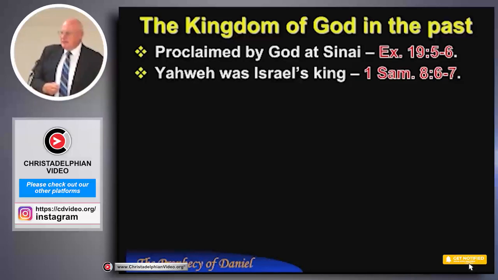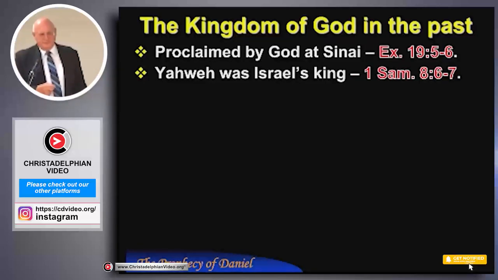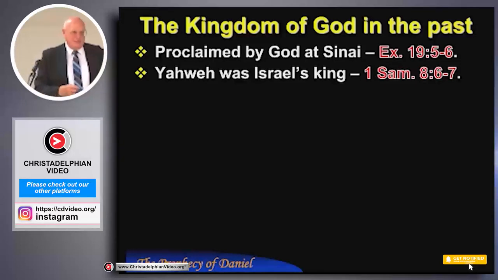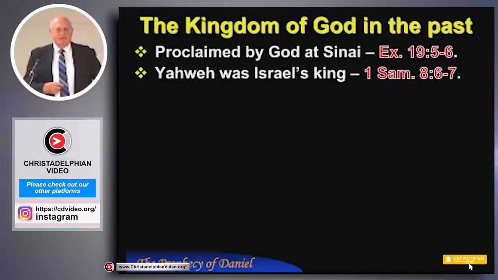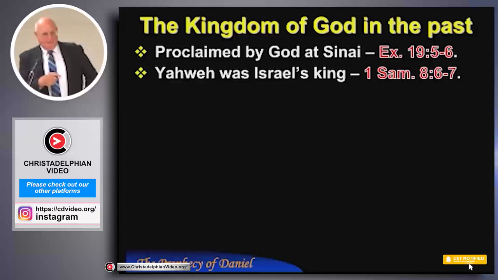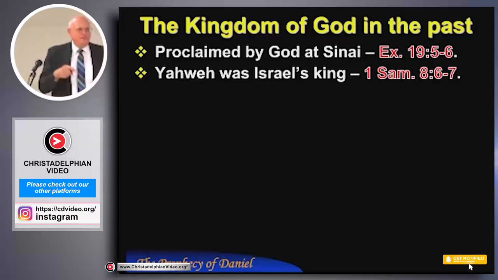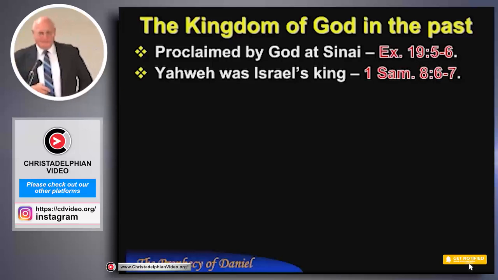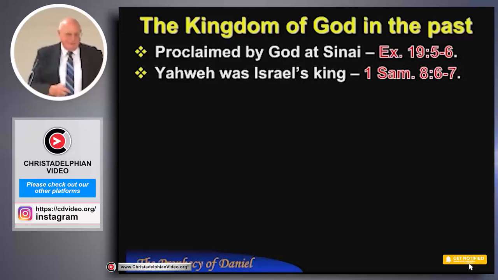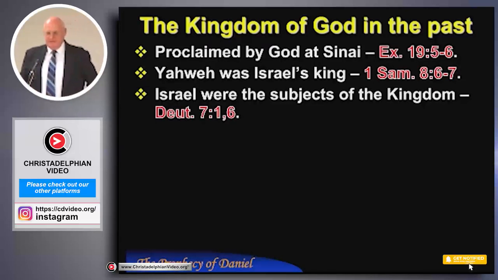Yahweh was Israel's first king. We know from 1 Samuel chapter 8, verses 6 and 7, that Israel rejected him in the last days of Samuel. And Samuel was grieved by that, but God said to him, you shouldn't be grieving, Samuel. They haven't rejected you. They have rejected me from being their king. So he was the king of the kingdom of God on earth in the nation of Israel.